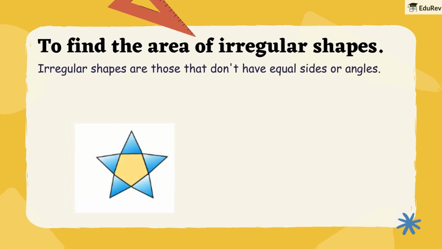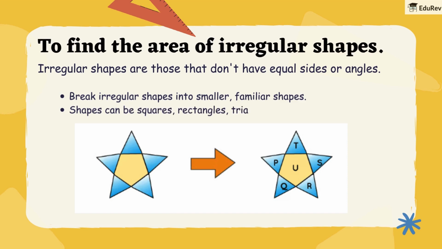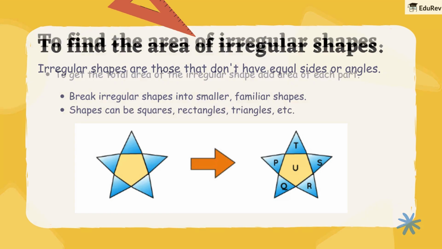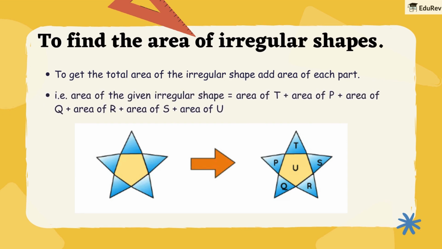Next, we discuss how to find the area of irregular shapes. Irregular shapes are those that don't have equal sides or angles. To find the area of such shapes, we can break them into smaller, familiar shapes like squares, rectangles, and triangles. To get the total area of the irregular shape, we need to add the area of each part. For example, the area of the given irregular shape equals the area of T plus the area of P plus the area of Q plus the area of R plus the area of S plus the area of U.